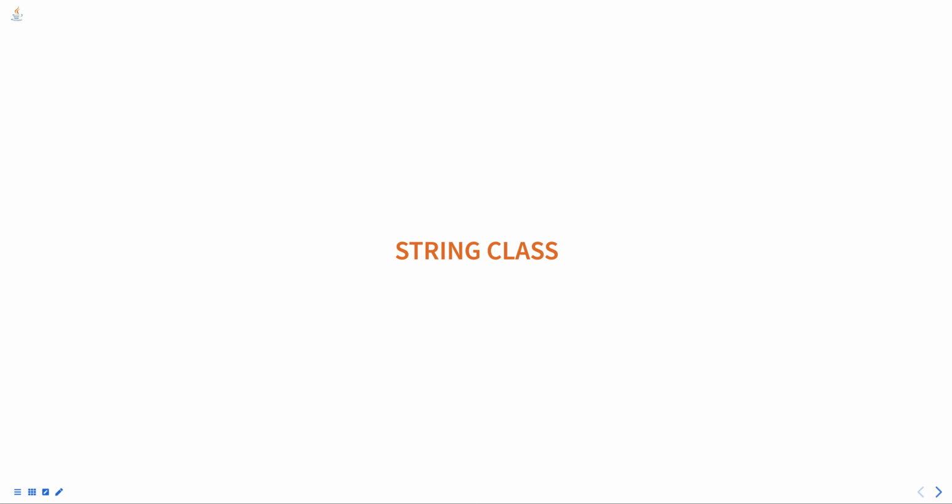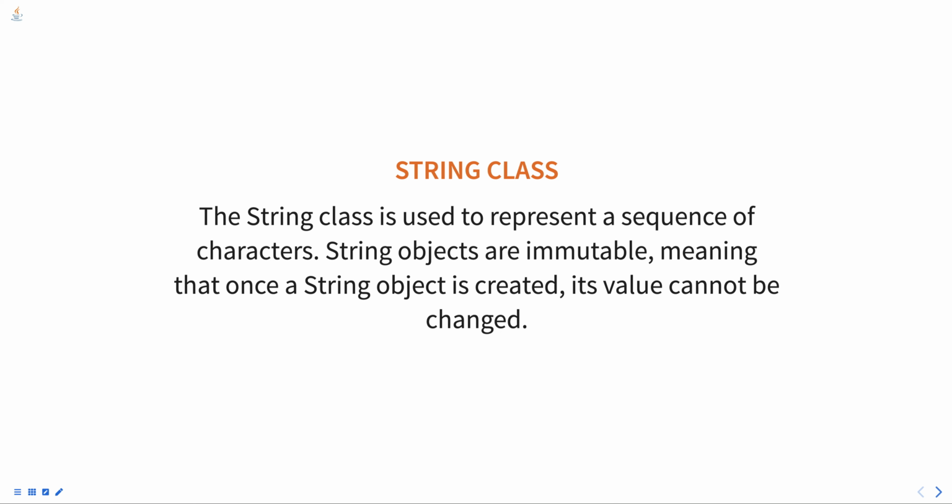Hello everyone. Today we are going to talk about the String class in Java, part of the Programming in Java course. In Java, the String class is used to represent a sequence of characters. String objects are immutable, meaning that once a string object is created, its value cannot be changed.